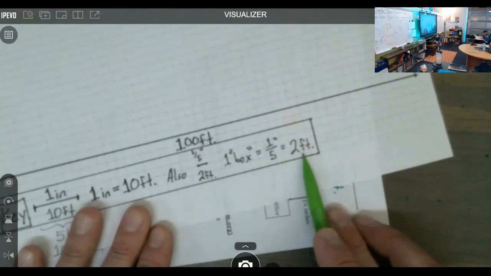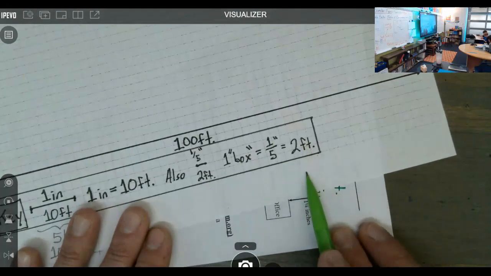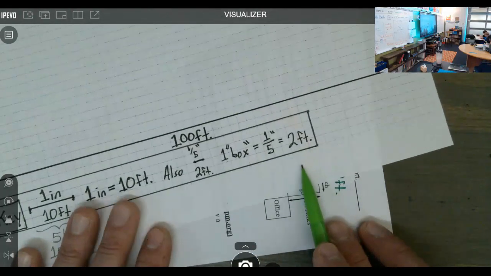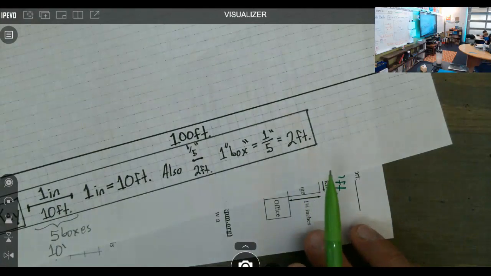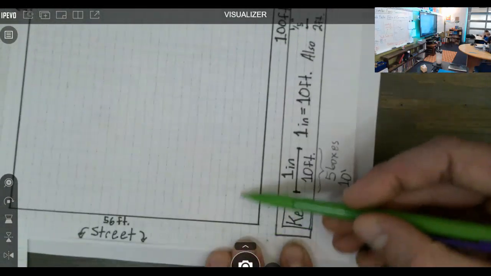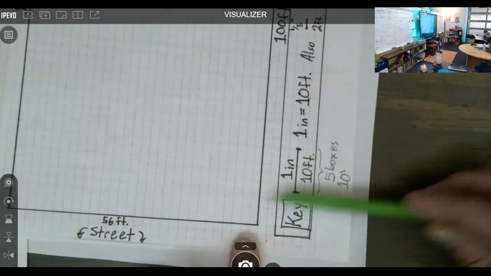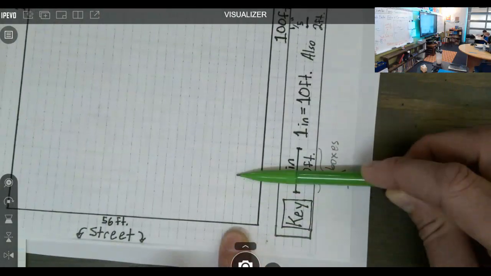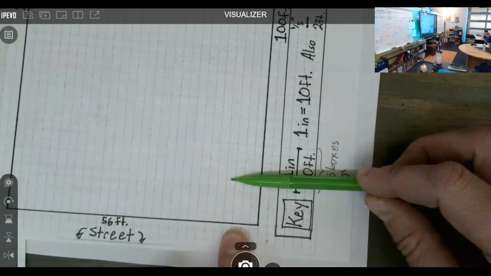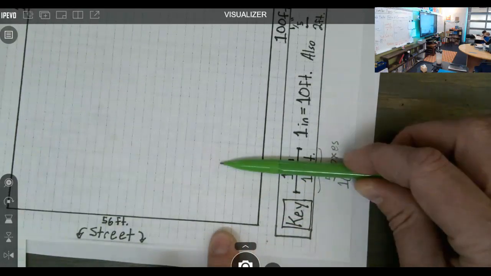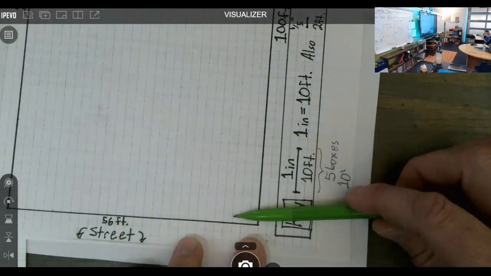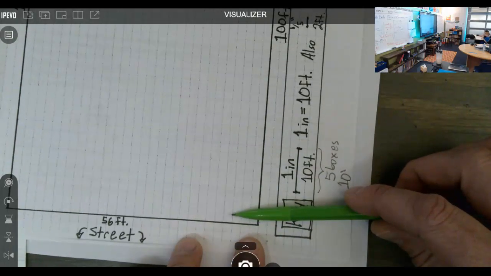So to go 20 feet, how many boxes? 10 boxes up, or 2 inches, right? Because every inch is 10 feet, so we need to go 2 inches, which is 10 boxes. Now be careful, I don't know my in yet, so I'm just going to do my up. So if you have not yet, count 10 boxes up.